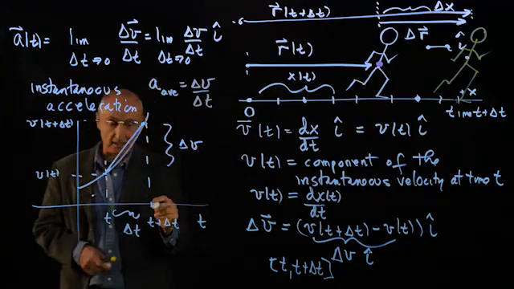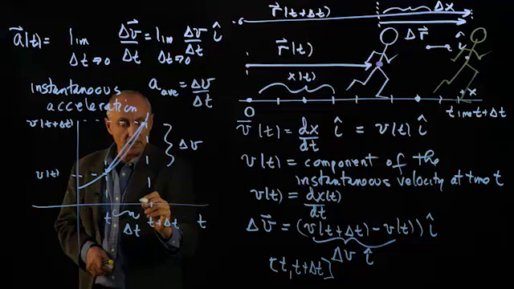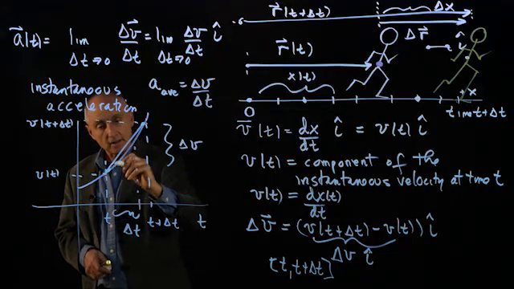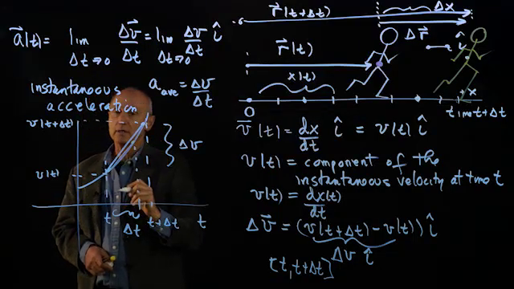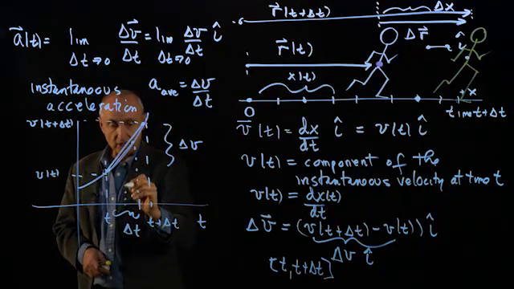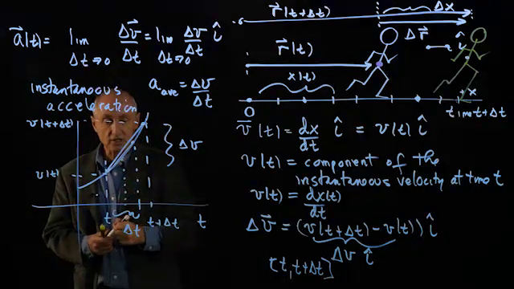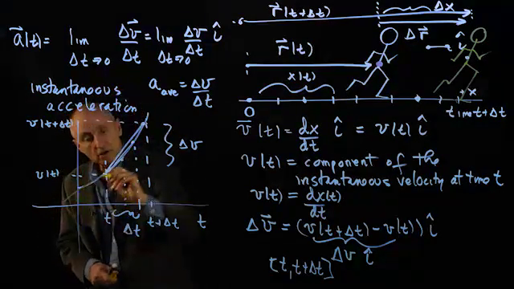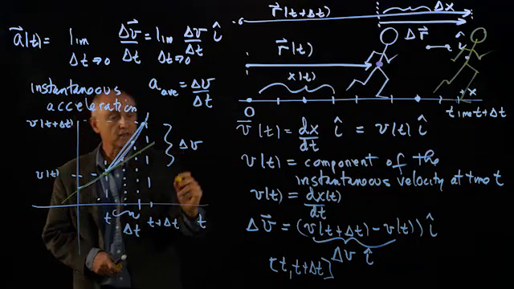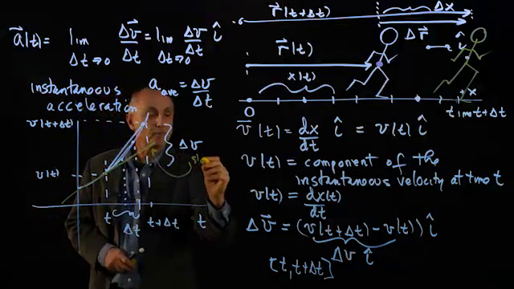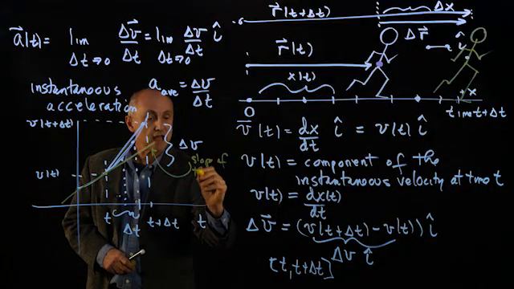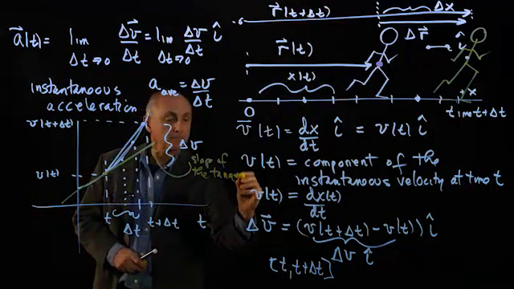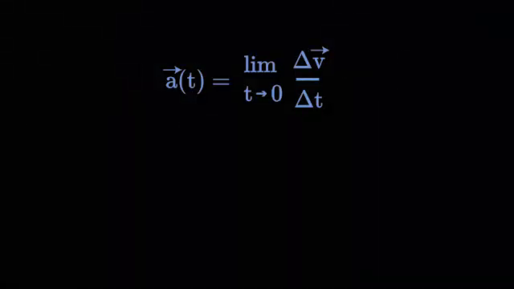But what we're interested in is as we take the limit as delta t goes to 0, then the slope changes, you can see. And we continue this limiting process until we shrink delta t down to 0. And what we have here is the slope of the tangent line. And that's what we call the instantaneous acceleration.